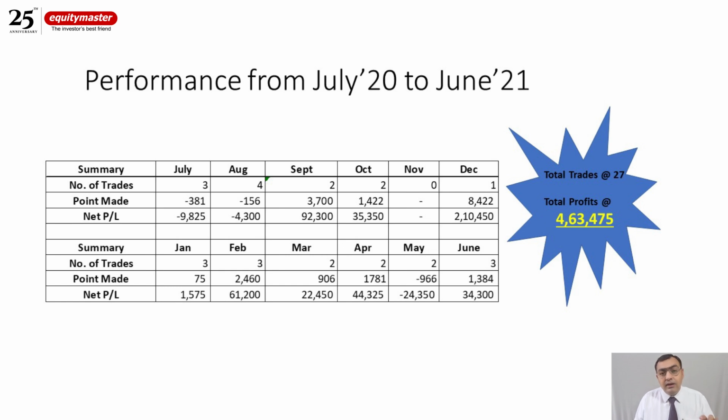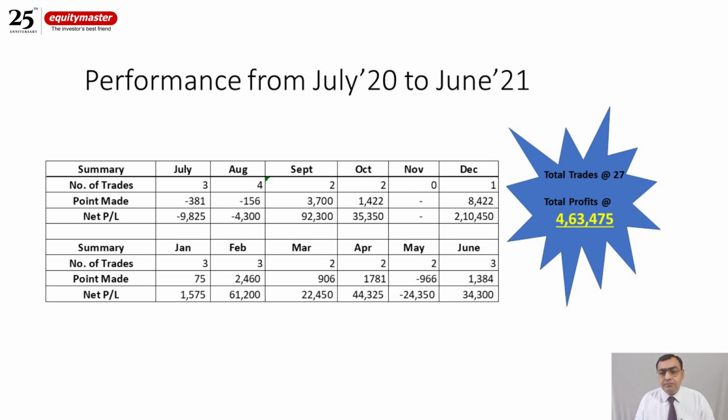Now if I look at the loss months, which are July and August 2020, where I lost around 9,800 and 4,300, and the other 1 month was May 21, where markets consolidated. Even in June we saw a consolidation, but Bank Nifty has seen a huge one tick. So in 2 trades I made a loss of somewhere around 24,000. That was the max loss which I have so far incurred during a month.